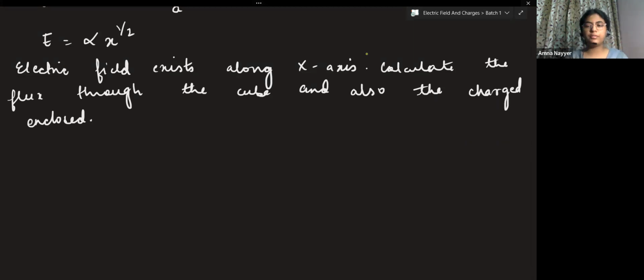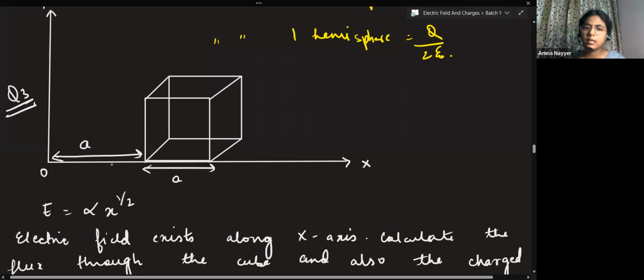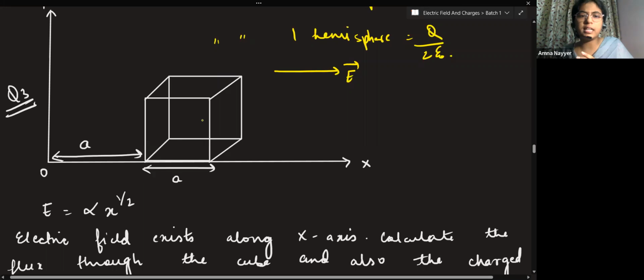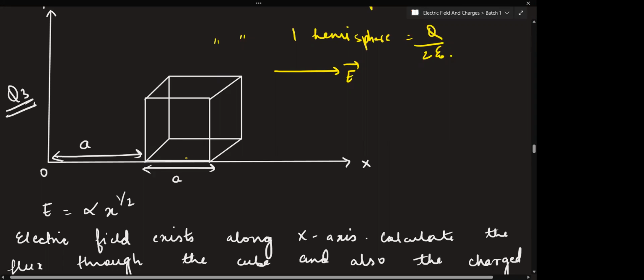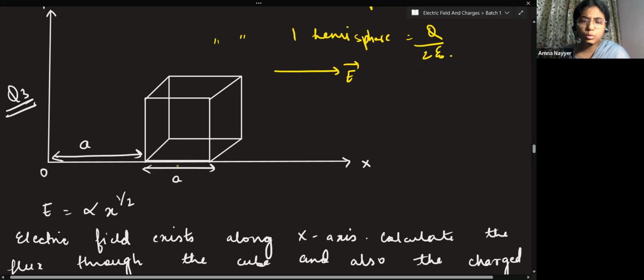Now see, electric field lines are directed along the x-axis. The question has specified this is the direction of electric field lines. So let us consider all the surfaces one by one. This is the front surface. Electric field is directed in this manner. If you take the area vector for the front surface, it will be coming outwards. So will there be any flux for this anterior surface? No, we have seen the property that if the electric field makes an angle of 90 degrees, then flux is 0. So no flux through this face.